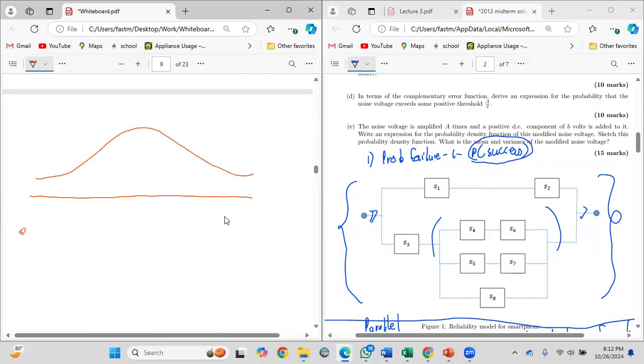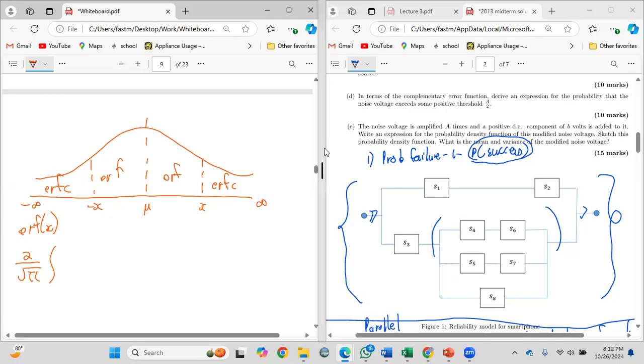So you remember erf of x is 2 on root pi, right? So it's 2 on root pi times the integral, and erf, so if you center that at 0, you can say mean, you have erf here. So erf is from that mean to x, and then erfc is from x to infinity. And remember, it's symmetrical. That's where I get the 2 from. So the question asks us, well, I kind of gave you the answer, the complementary error function. Derive an expression for the probability that the noise exceeds some positive threshold.